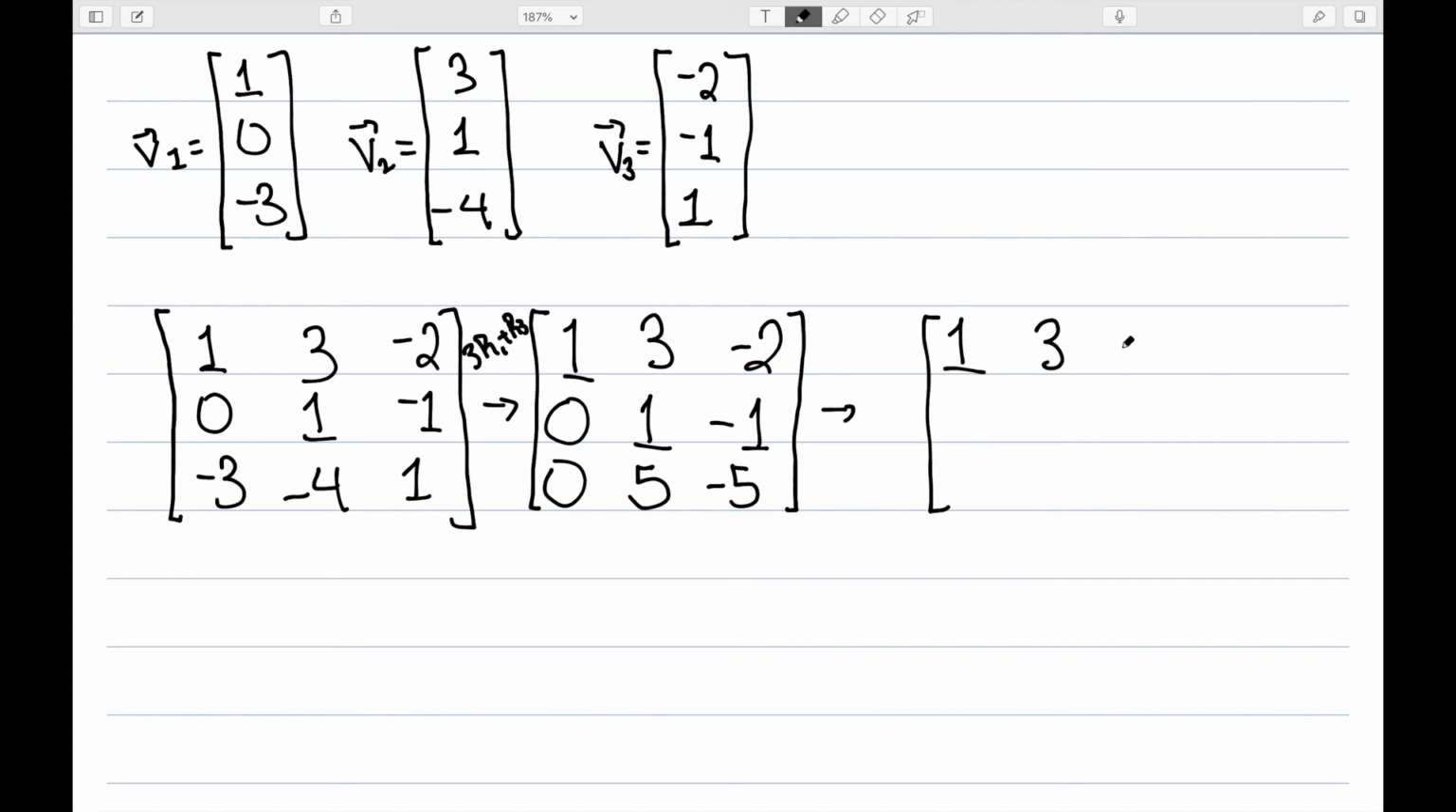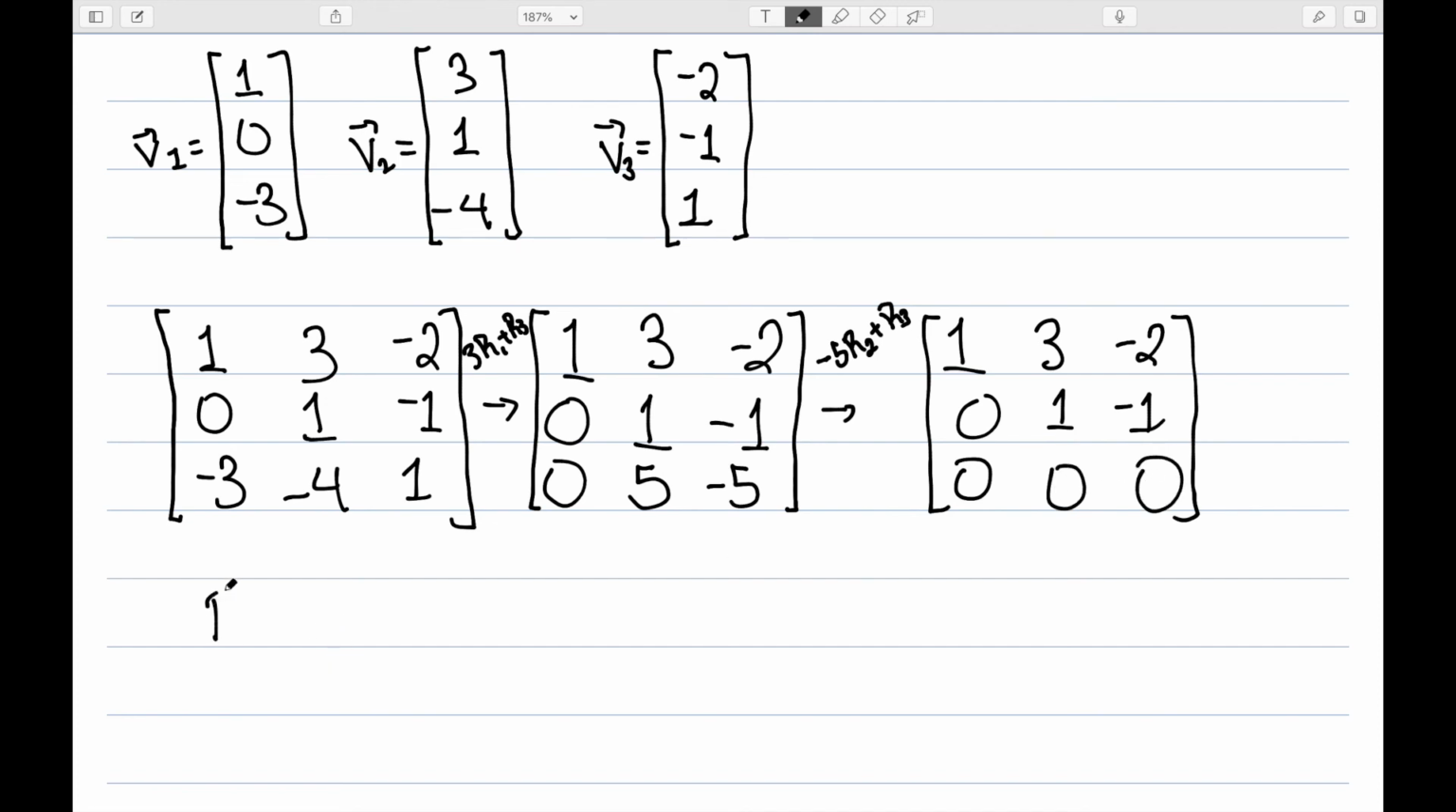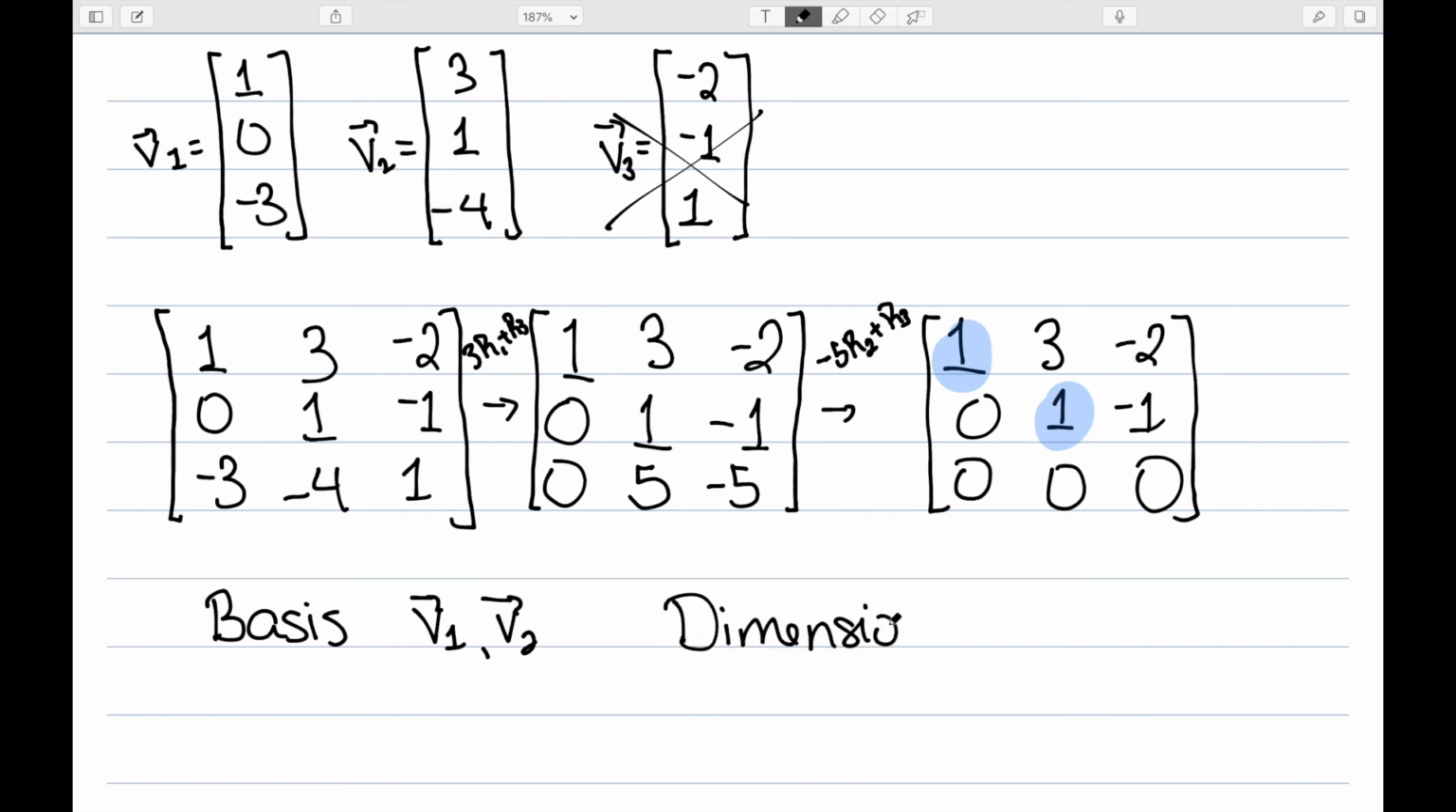I'm now going to leave both the first and second rows alone and do minus 5 row 2 plus row 3. That'll give me a 0, 0, 0. So my actual basis, well, we can see that there's a pivot in the first column and the second, but not the third, which tells me for my basis, I'm just going to get rid of V3. My basis is V1 and V2 since that's where my pivots are. And that tells me I'm of dimension 2 since I have 2 vectors here.